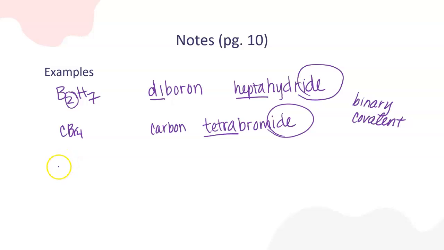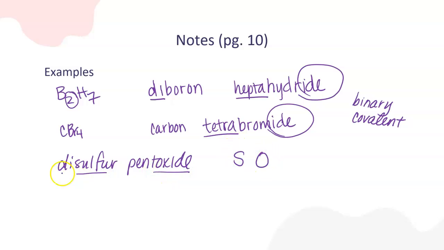Going the other direction, if we had disulfur pentoxide, we identify the elements present, so sulfur and oxygen. Di means two, so 2 sulfurs, and pent or penta means 5, so 5 oxygen.